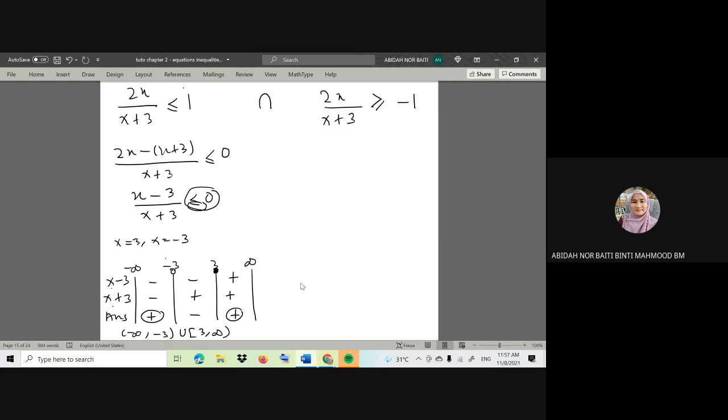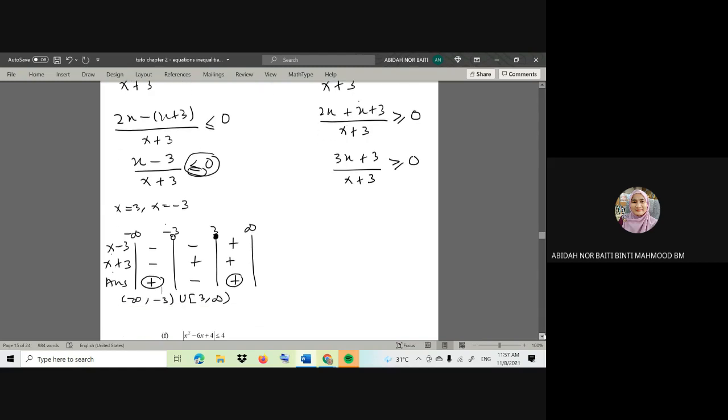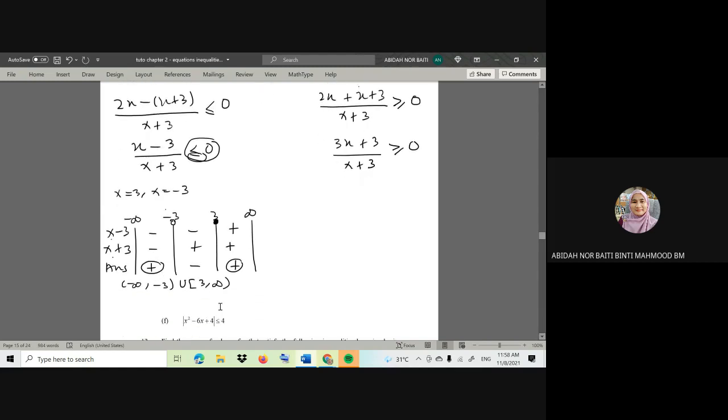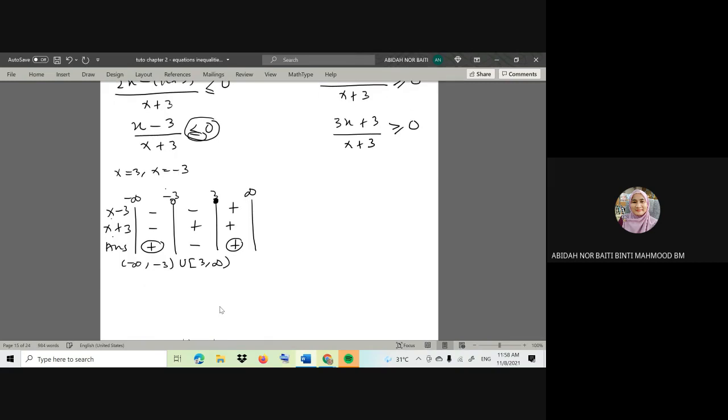Okay, sebelah kanan pun sama. Rearrange and equalize denominator. So your denominator is x plus 3, greater equal 0. Negative 1 become positive 1, yeah? So 2x plus x is 3x plus 3 over x plus 3. So this is single fraction form. Okay, rational inequalities. So we use table of sign method.